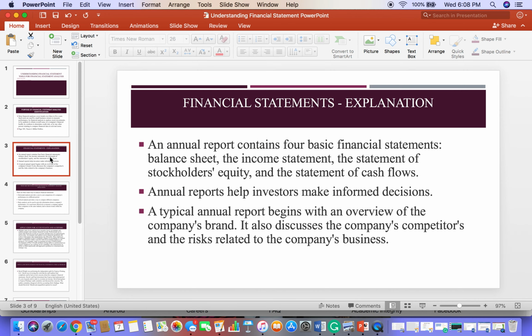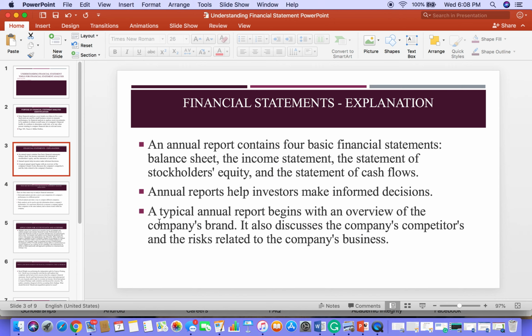Financial statements explanation. An annual report contains four basic financial statements: the balance sheet, the income statement, the statement of stockholders' equity, and the statement of cash flows. Annual reports help investors make informed decisions.